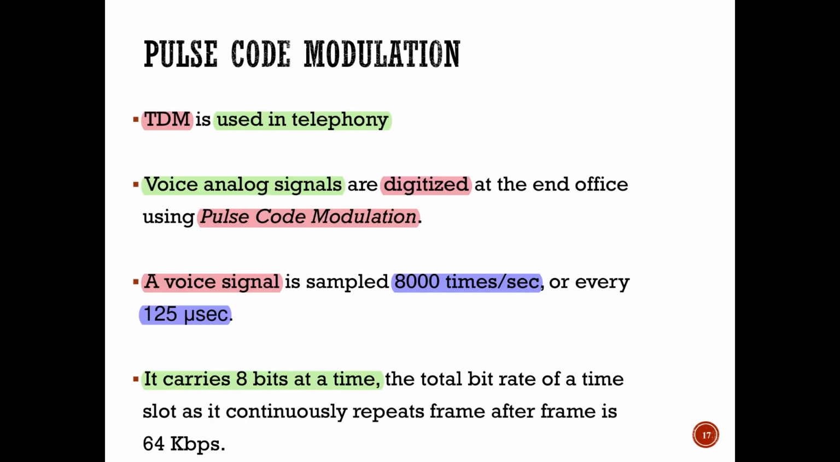Pulse code modulation. TDM is used in telephony. Voice analog signals are digitized at the end office using pulse code modulation. A voice signal is sampled 8,000 times per second, or every 125 microseconds. It carries 8 bits at a time. The total bit rate of a time slot, as it continuously repeats frame after frame, is 64 kilobits per second.